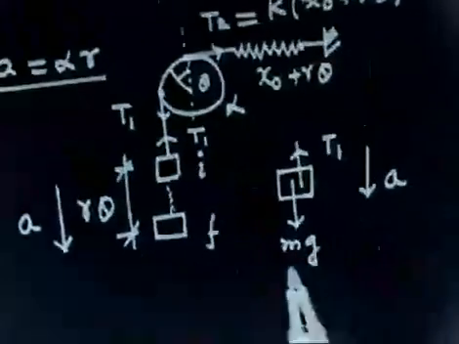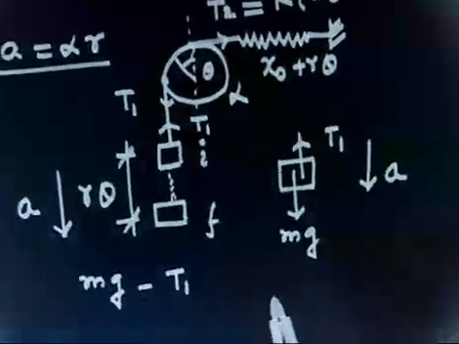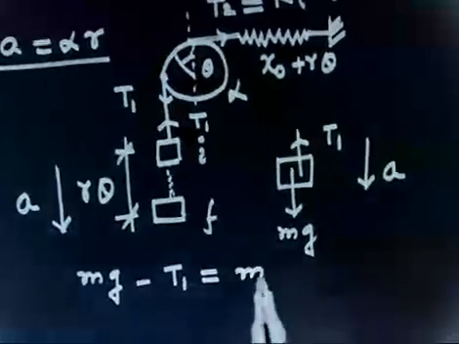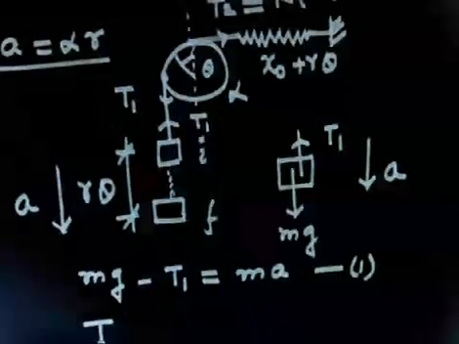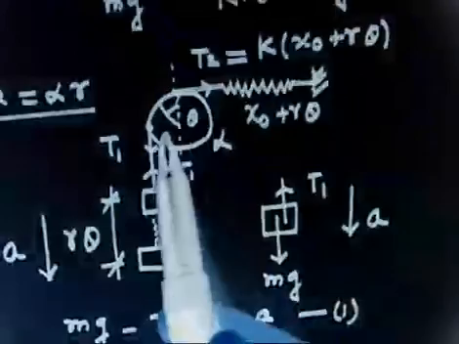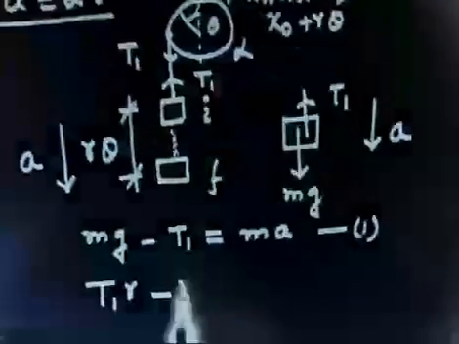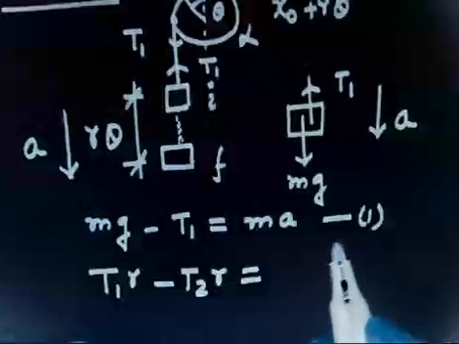Now let us write the equations. So mg minus T1 is equal to mass into acceleration. This is one equation. The second equation I will get for the disc. T1 into r will try to rotate it in this way, but T2 into r acts the opposite way, so minus T2 into r. This torque is equal to I alpha.